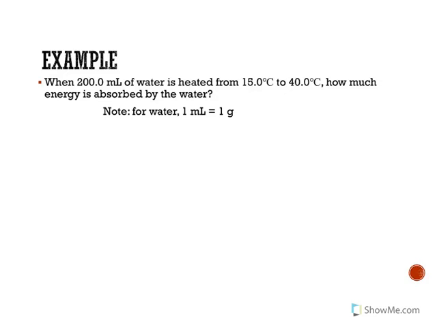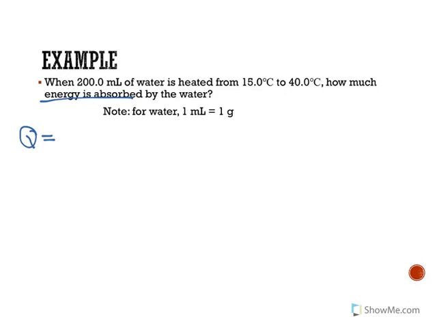Going through our first example here: when 200 milliliters of water is heated from 15 degrees Celsius to 40 degrees Celsius, how much energy is absorbed by the water? So there's a key thing we might want to underline here: how much energy is absorbed. So that's what we're looking for. Amount of energy absorbed talks about Q. Remember, energy is measured in joules and Q is measured in joules. So we're looking for joules as a final answer, Q as a final answer.